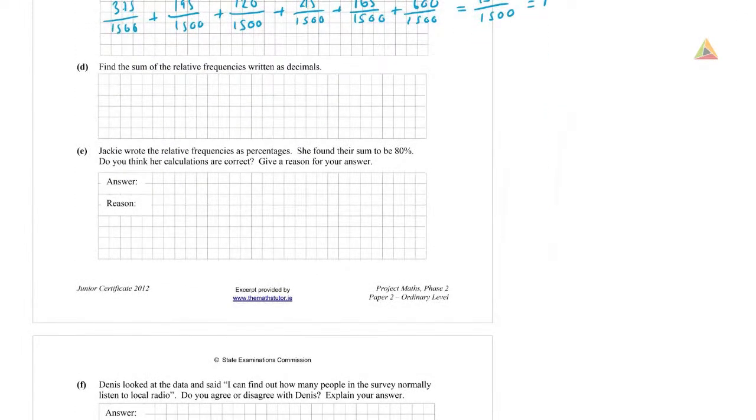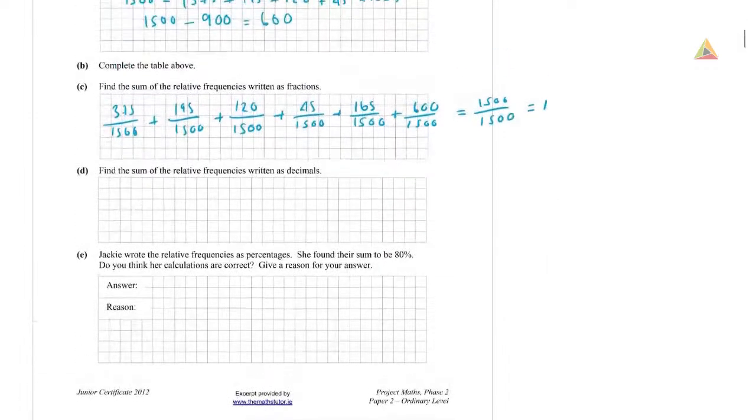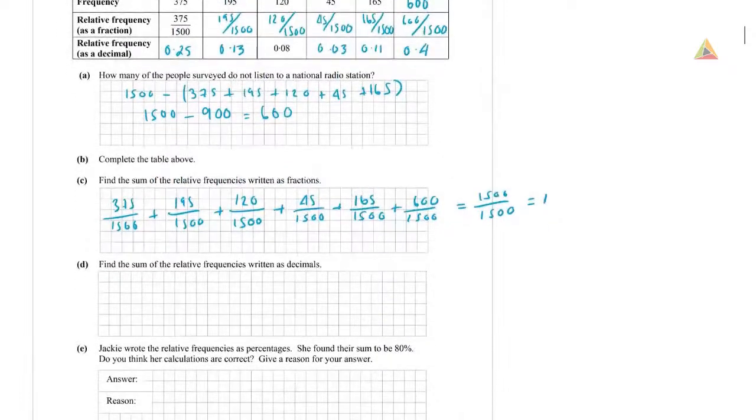On to part D now. Find the sum of the relative frequencies written as decimals. So you're literally just going to add all of the decimals up together. So just scroll up to remember what we had. So it's 0.25 plus 0.13 plus 0.08 plus 0.03 plus 0.11 plus 0.4. And when you add all of those together on the calculator, you will get 1, which indicates that you're correct.